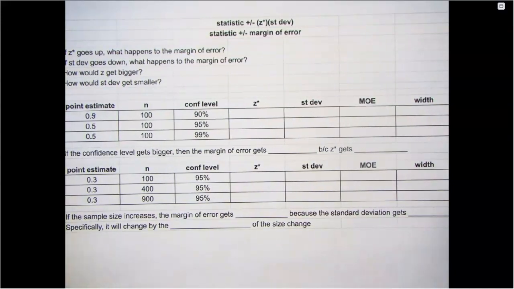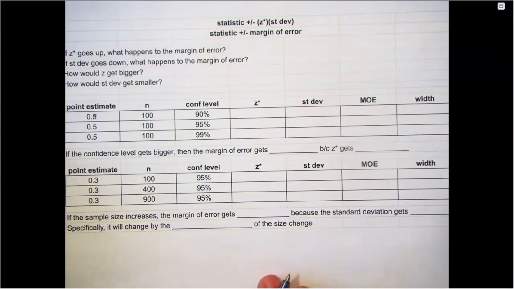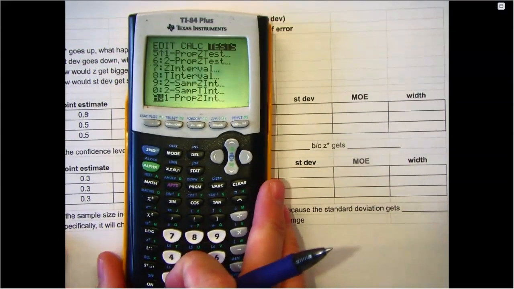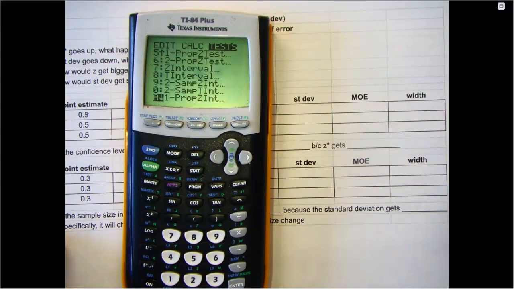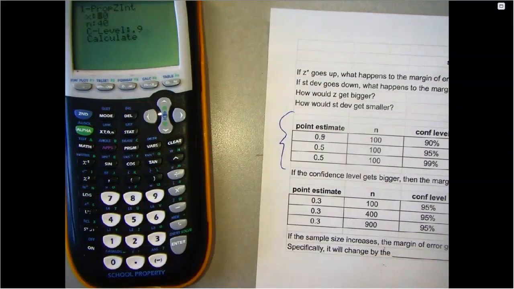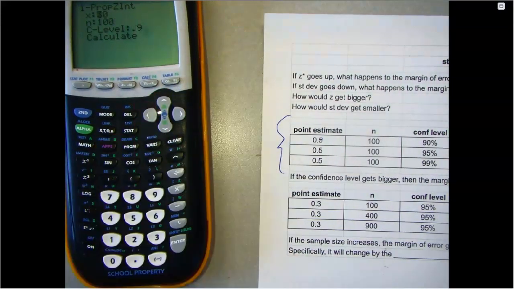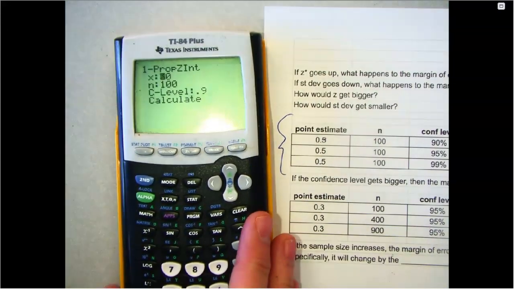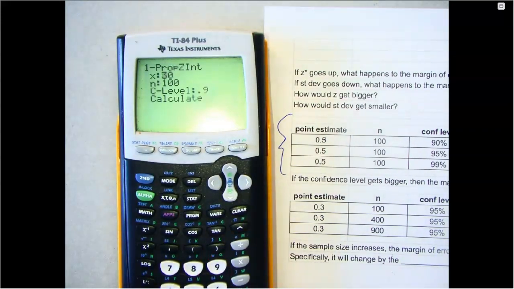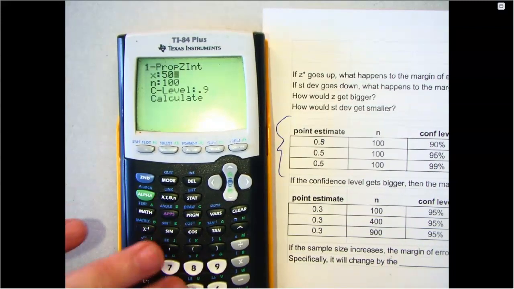So for that first one, go to stat, tests, and then one prop Z interval. So stat, test, and A. Okay. And then I have a sample size of 100, so N is 100. What is X? 50. Why? Because the point estimate's 0.5 and you have 100, so you're just doing 0.5 times 100. So it's 50 out of 100.